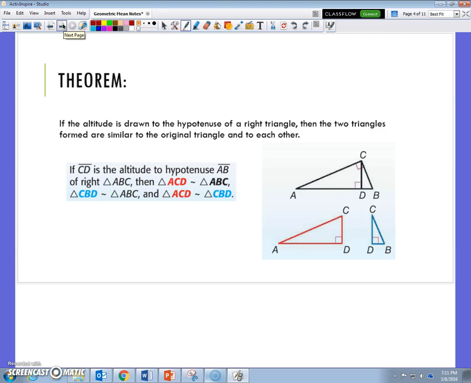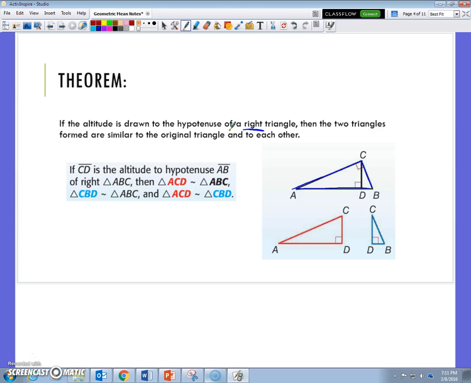It's a big deal. It's about similarity. It has to do with altitude. So remember, an altitude connects a vertex to an opposite side with a 90-degree angle. This first diagram started as just triangle ABC. Okay, right triangle. It's very important to know that these are for right triangles. So this theorem is specifically about right triangles.